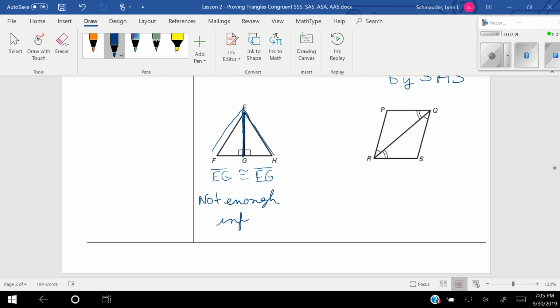Not enough info there. I mean, they might be congruent, but there's not enough information here for me to know. Okay, why don't you pause right here and figure this one out for yourself and then come back and check it.